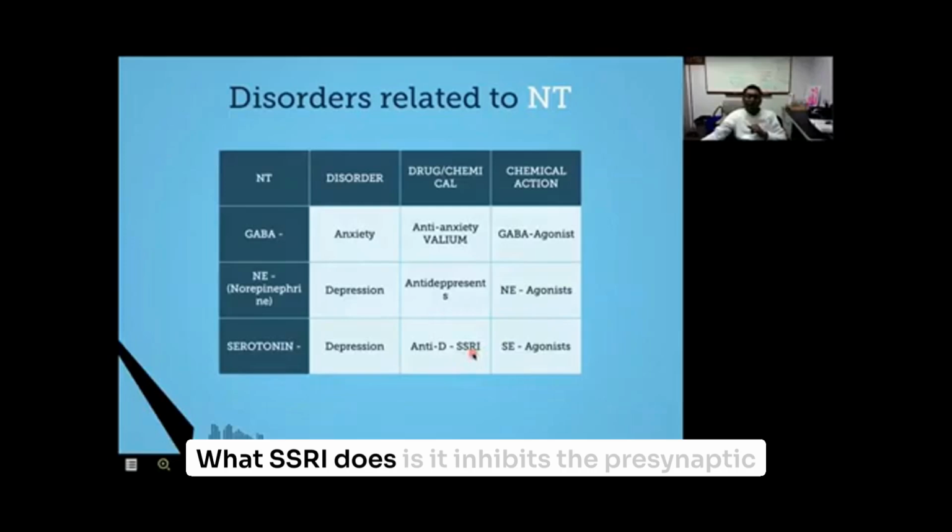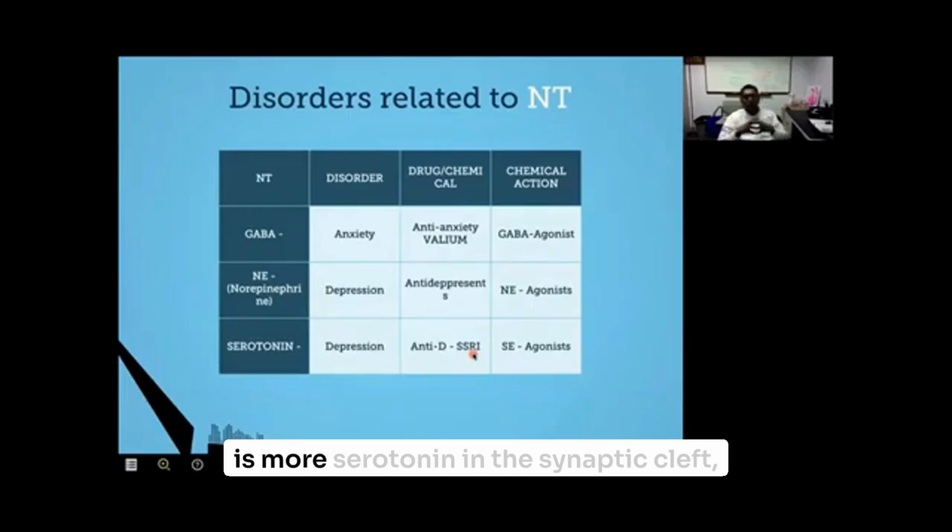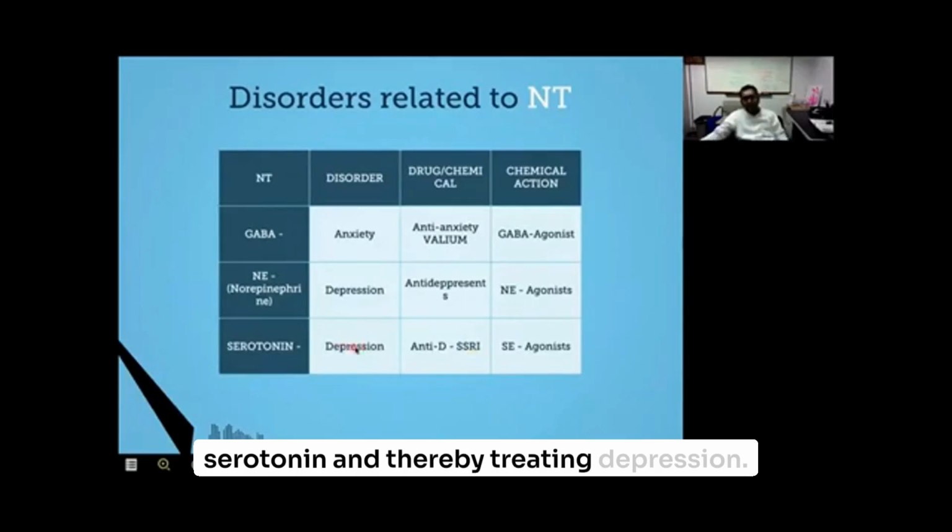What an SSRI does is this. It inhibits the presynaptic neuron from reuptaking serotonin so that there is more serotonin in the synaptic cleft, resulting in more availability of serotonin and thereby treating depression. That's why it's called selective serotonin reuptake inhibitor, inhibiting the reuptake of serotonin from the synapses.